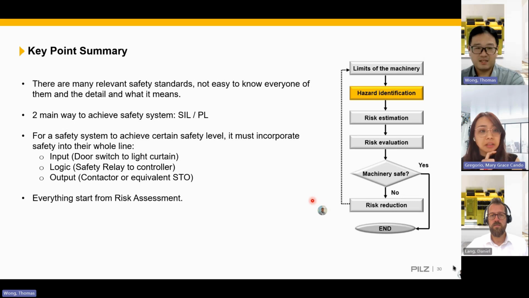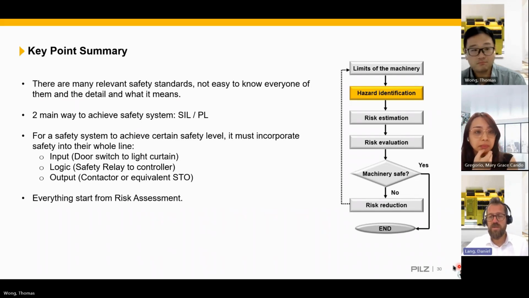Okay, with that. Thanks, Thomas, for sharing how to achieve a safety system based on different standards. Just another question. Actually, we have one question from the audience. We all know that we have a lot of safety relays in the market, right? So here comes the main point: how do we choose the right one for the application that they need?